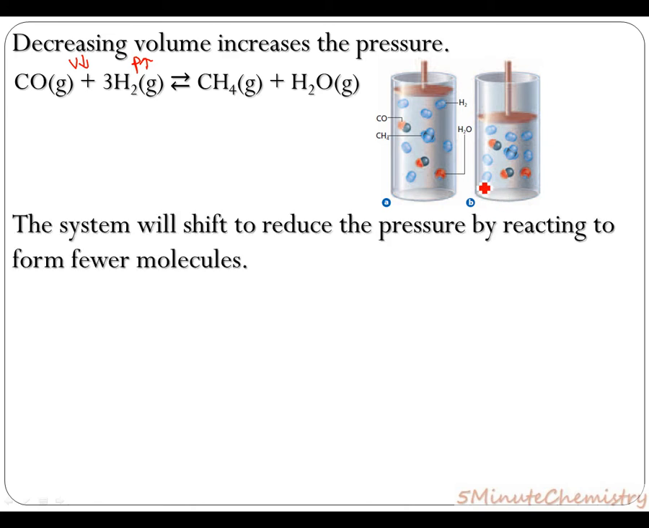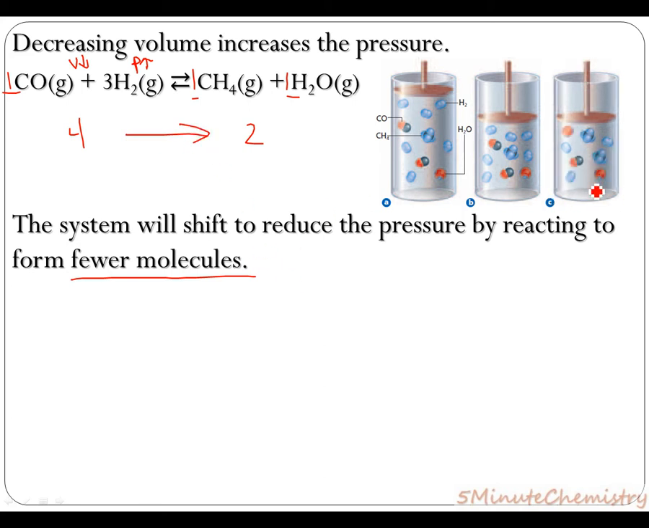What we see happening is the system will shift to reduce that pressure by reacting to form fewer molecules. All we have to do is check the balanced equation and see which side has the largest total number in the coefficients. So here I have 1 and 3, a total of 4. Here I have 1 and 1 for a total of 2. If my problem is too much pressure, I can get less pressure by shifting to the side with fewer moles. So that'll be a right shift, which is what we see happening here.